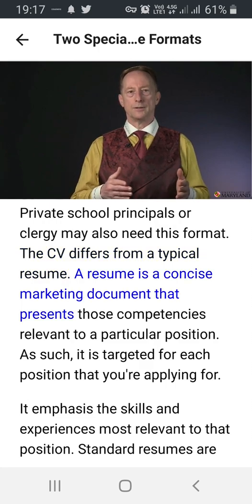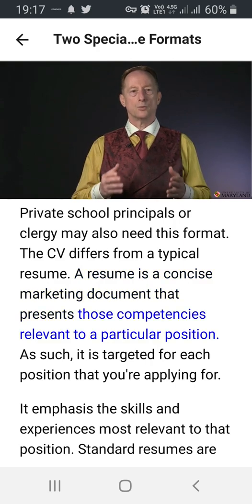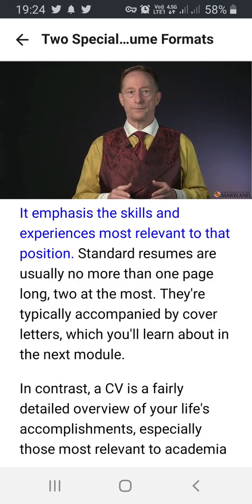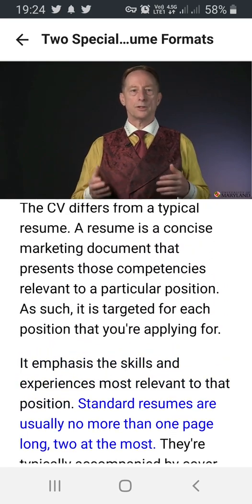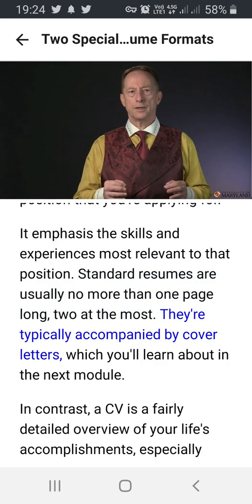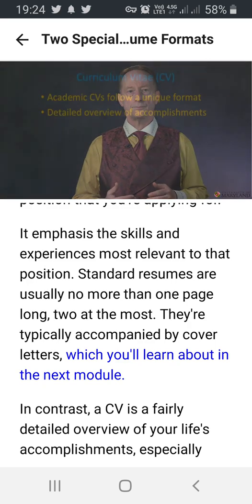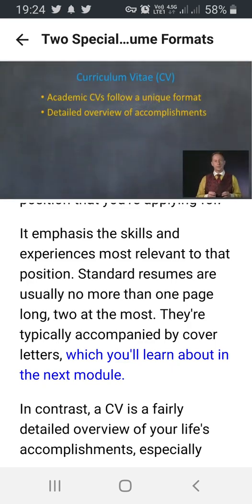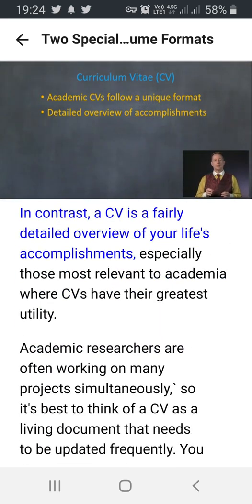A resume is a concise marketing document that presents those competencies relevant to that position. Standard resumes are usually no more than 1 page long, 2 at the most. They are typically accompanied by cover letters, which you'll learn about in the next module. In contrast, a CV is a fairly detailed overview of your life's accomplishments, especially those most relevant to academia, where CVs have their greatest utility.